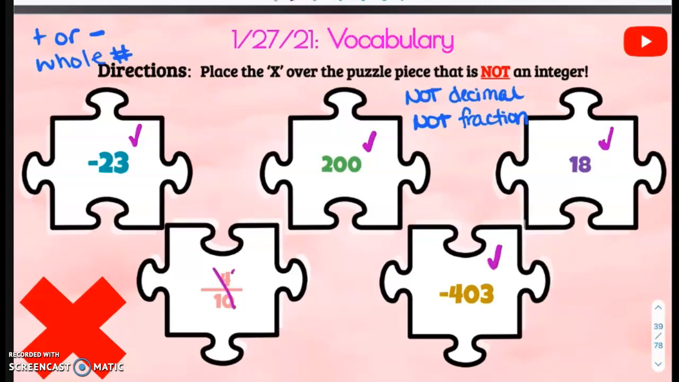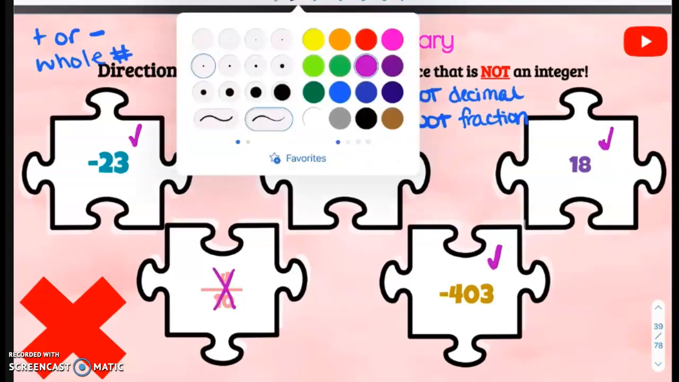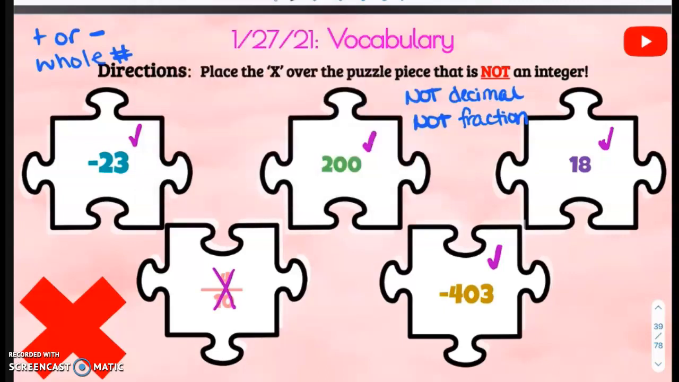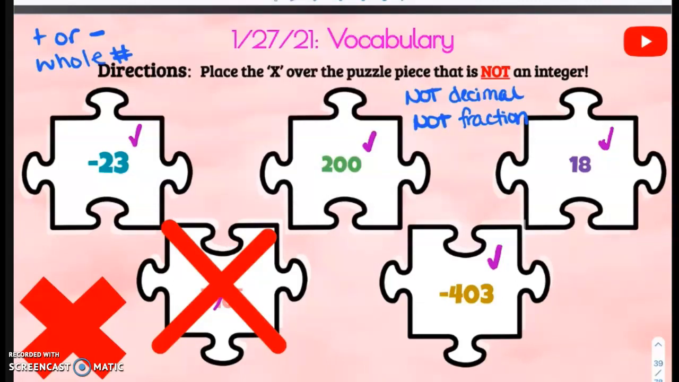What is this? We've got a fraction. It is not an integer, so we're going to put that X right over that fraction because that is not an integer. And that's it for our vocab.